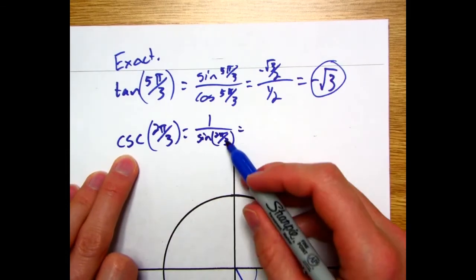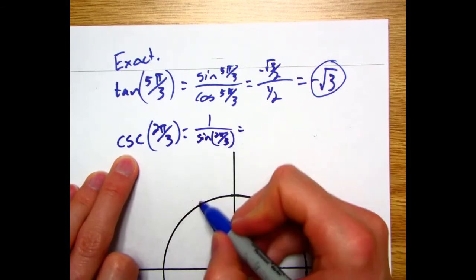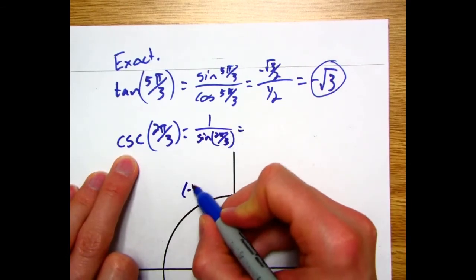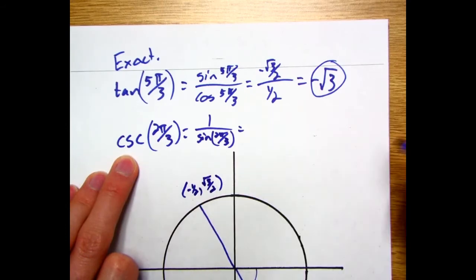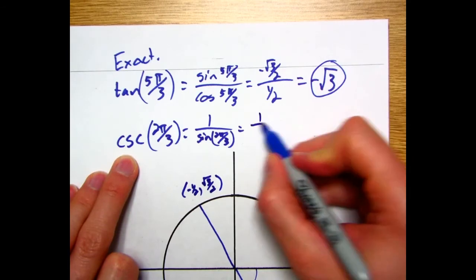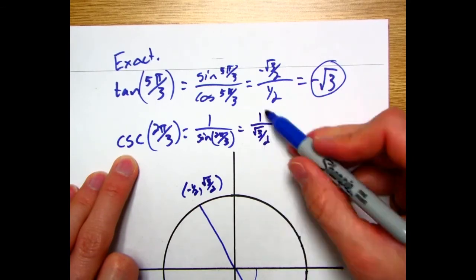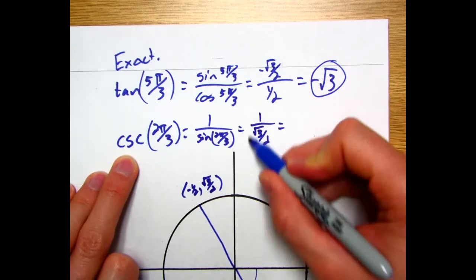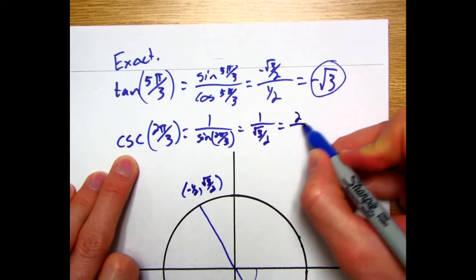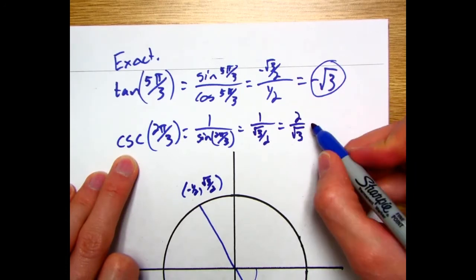Okay, 2 pi over 3 is up here, and its coordinates are negative 1/2 comma radical 3 over 2. And so this is going to be 1 over radical 3 over 2. And remember, 1 over just means that that's a reciprocal. So I'm going to just do the reciprocal of this fraction, and that's going to be 2 over the square root of 3. If you leave it right there, I'll be good with it.